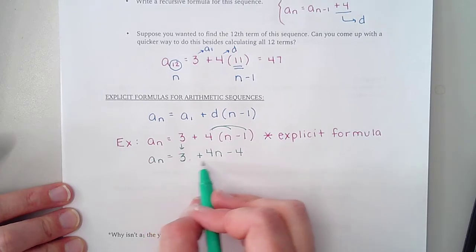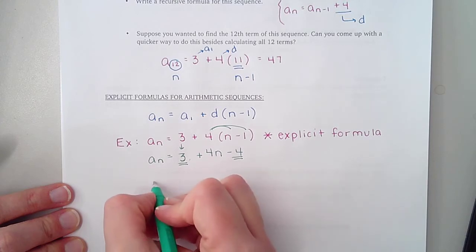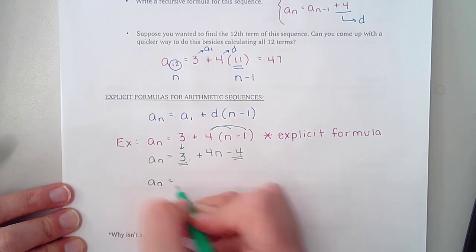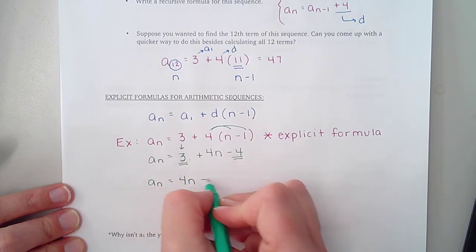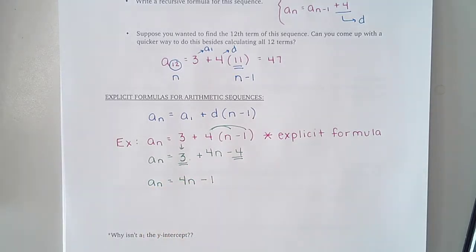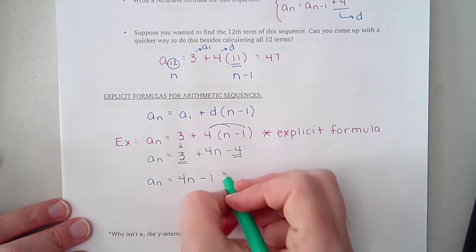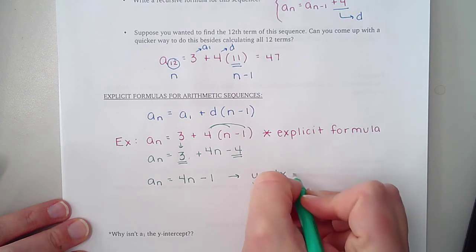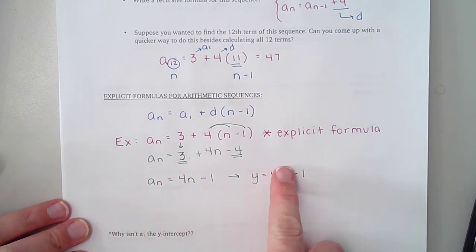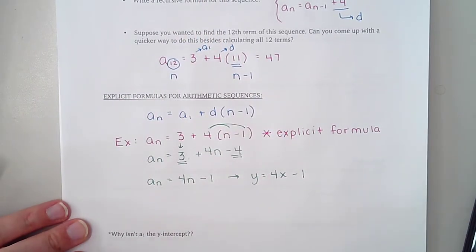And then if I look at these 3 pieces, I can combine the 3 with the minus 4, and so I get a sub n equals 4n, I'm going to put that first, and then 3 minus 4 is negative 1. Okay? Look at the format of that equation. Doesn't that look awfully similar to y equals 4x minus 1? These formulas are linear equations. Okay? This is 2 different ways to write the equation for this thing.